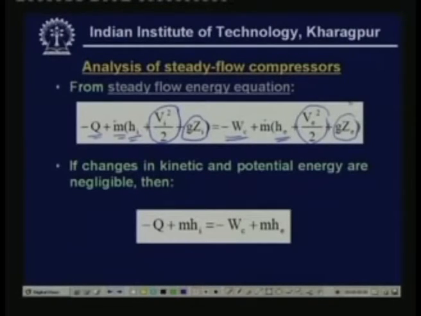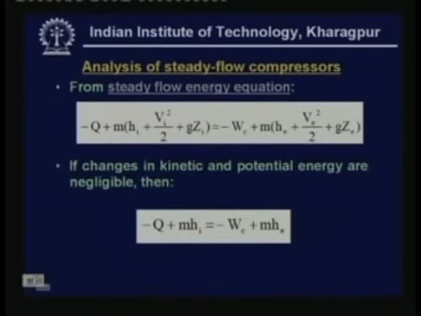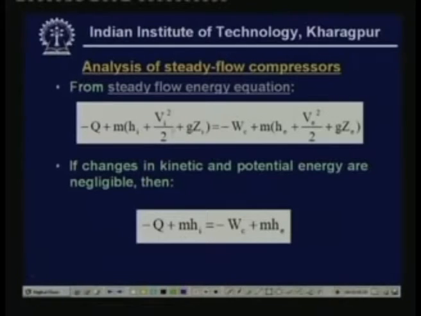If you assume that the potential and kinetic energy changes are negligible, that means the inlet and exit terms are almost the same, then we can drop these terms, and the equation becomes simply like this. Q, as I said, is the heat transfer rate from the compressor, and Wc is the power input to the compressor.